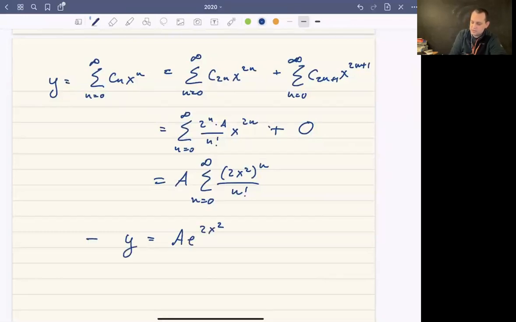Okay, so this tells you that your solution to this differential equation is a constant times e to the 2x squared. And that makes good sense, because when you differentiate this function, you're going to get the same function that you had times 4x, right? That was the equation that we were solving. So this really does satisfy y prime equals 4xy.